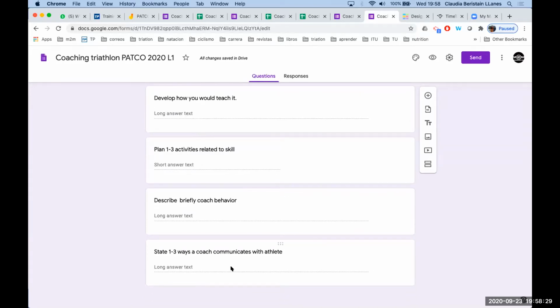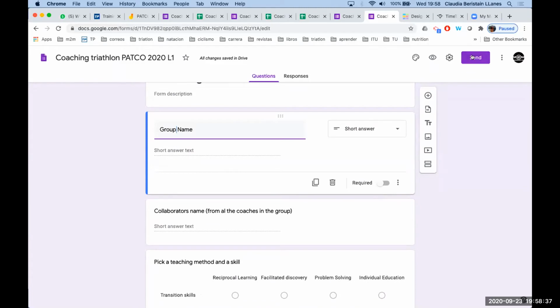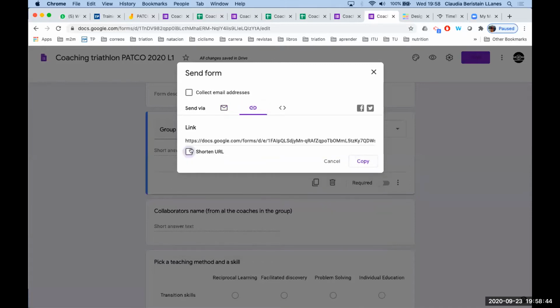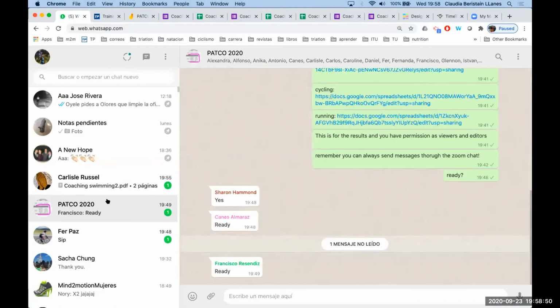Describe coach behavior and state 1 to 3 ways a coach should communicate with the athlete. So this will be really, really complete, okay? I'm going to send it to you. Shorten link, and I'm going to send it to everybody on the WhatsApp and on the breakout rooms, and I'm going to send you to the breakout rooms.